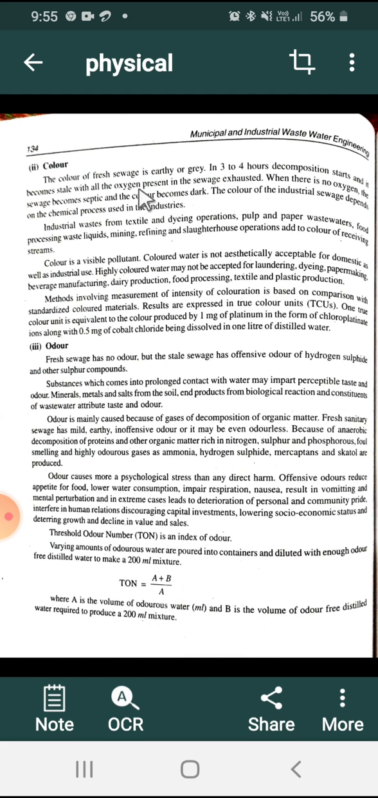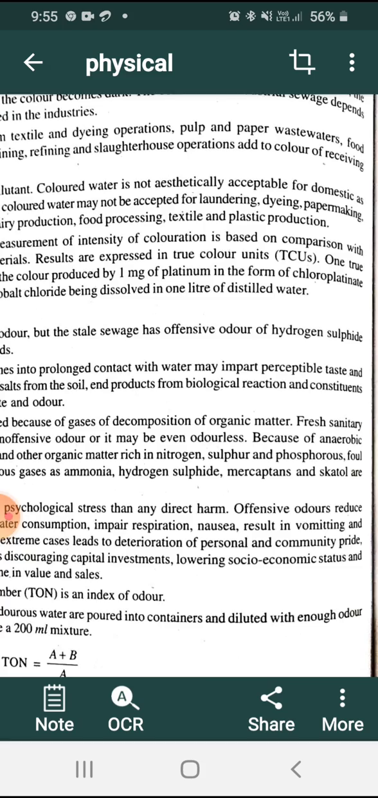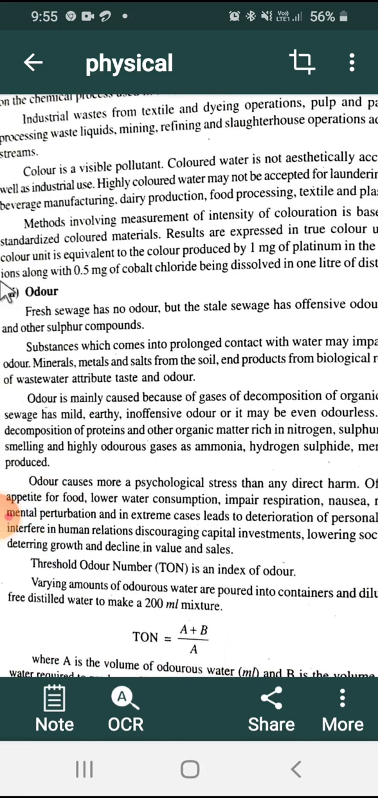Then color. Fresh sewage is usually gray in color, almost a soapy color. They have also given the methods of how to determine this. Next, odor. Sewage under fresh condition has an apple smell, as it is called. The fruit smell is because of shampoos, soaps, and many other detergents, which are included in this. Sometimes they may be added to this water.